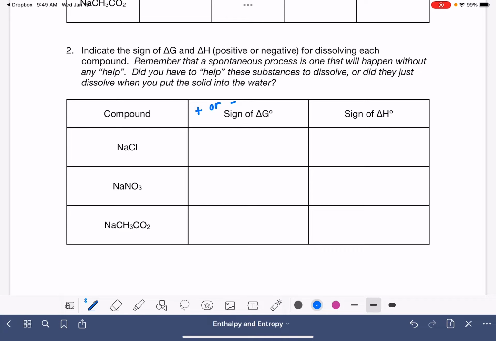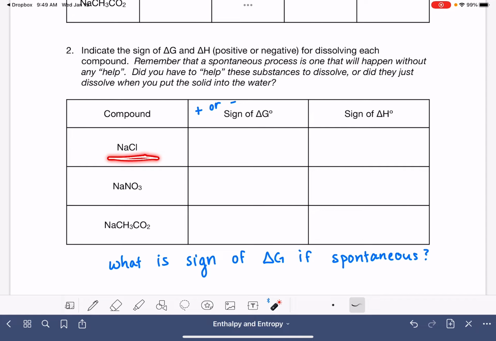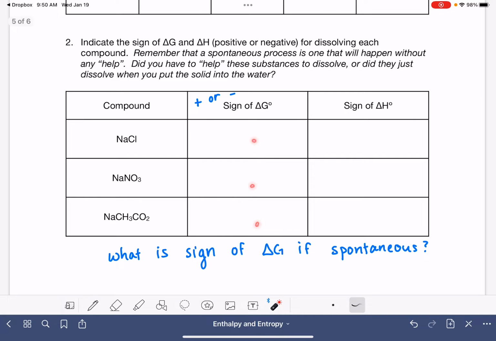So you're going to look up what is the sign for delta G if a process is spontaneous. Look that up in your notes. If you decide that this is spontaneous, meaning that you didn't have to help it, it just did it all by itself, then you are going to assign the sign of delta G that corresponds with a spontaneous process. And that's how you'll fill in this column.